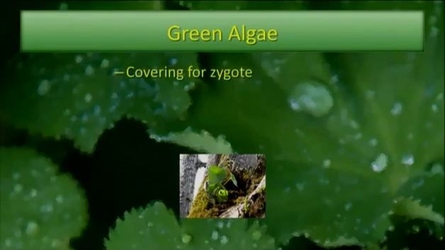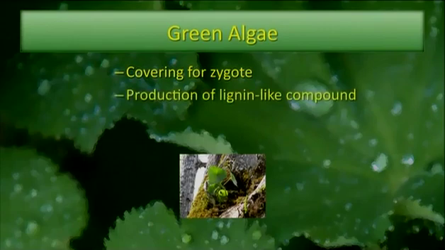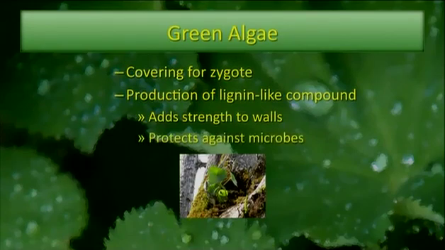Coleochaete also has a covering for the zygote, so it has almost like a maternal investment. And it produces a lignin-like compound. It's not exactly lignin, but it's lignin-like. And this was present 100 million years earlier than plants' evolution to life on land. So its presence in algae might explain how plants became adapted to land. This lignin-like compound, like lignin, adds strength to the cell walls and protects against microbes.